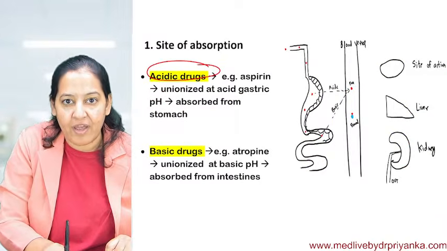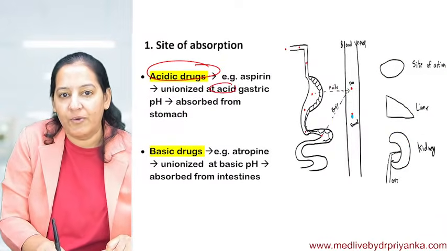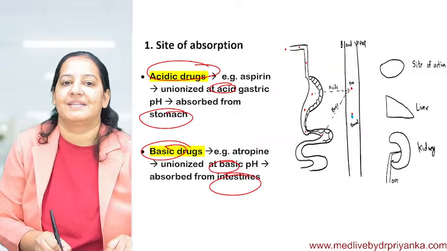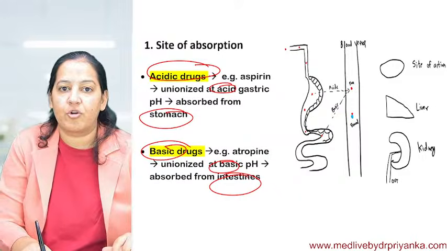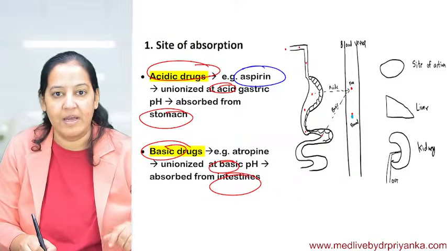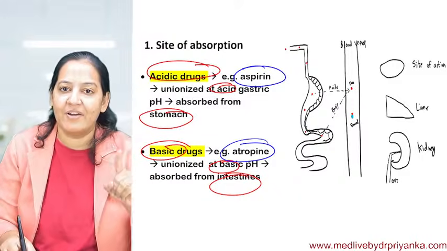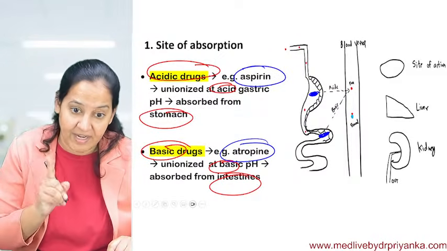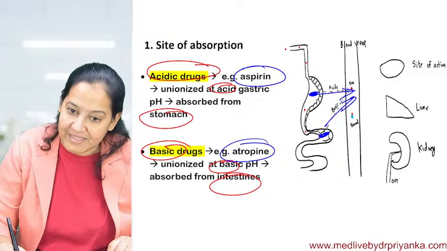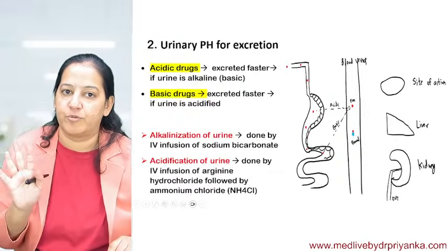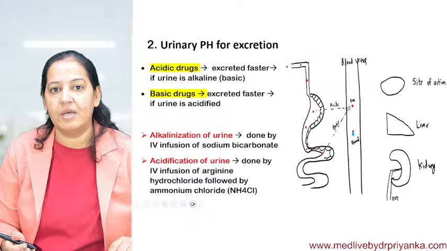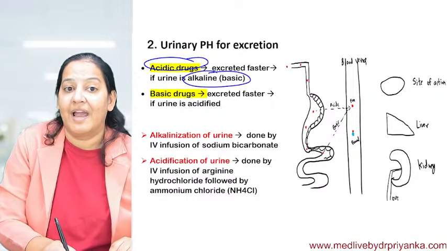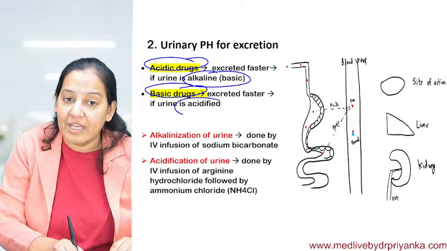Absorption: acidic drug is absorbed from acidic medium, that is the stomach. Basic drug is absorbed from basic medium, that is the intestine. I will give you the list. Aspirin, for example, is an acidic drug. Atropine is a basic drug. So acidic drugs are absorbed from the stomach, basic drugs from the intestine. Acidic from acidic, basic from basic, two different organs. This is the absorption. Now what about excretion? For excretion, opposite. Acidic drugs are excreted if the urine is basic, and basic drugs are excreted if the urine is acidic.